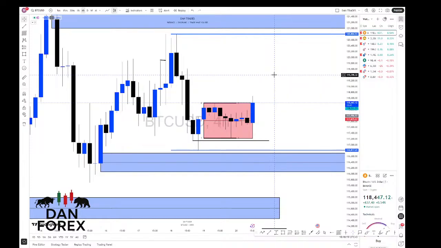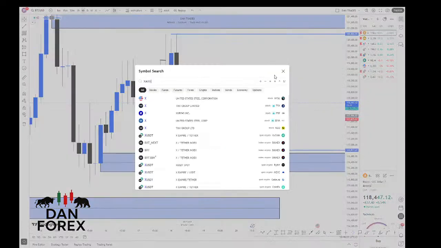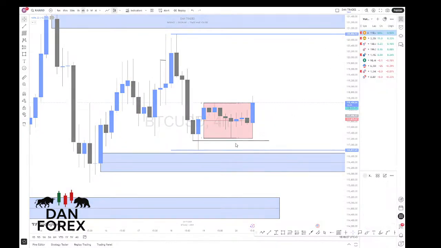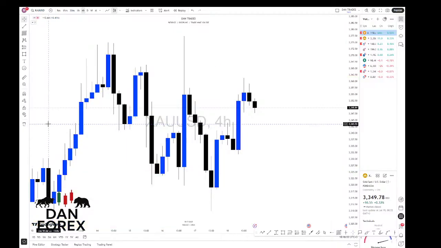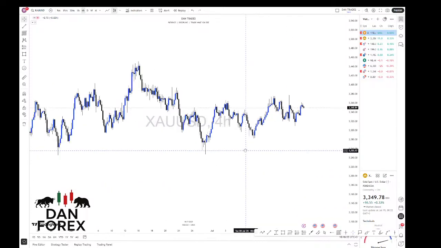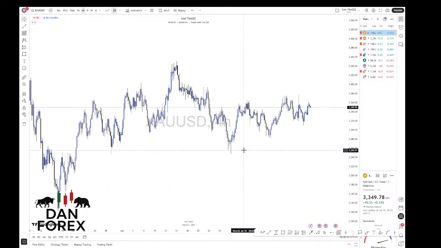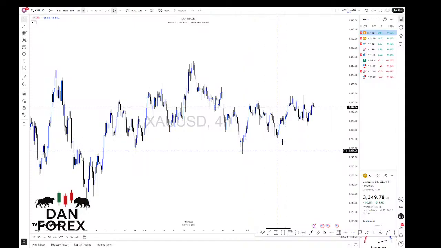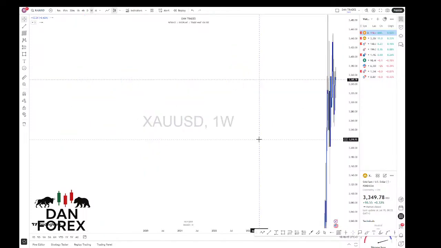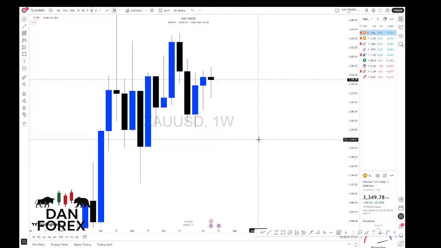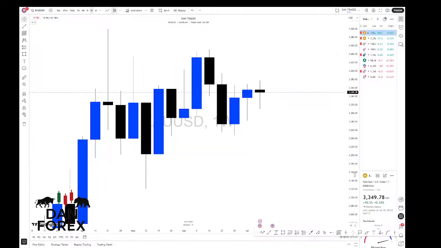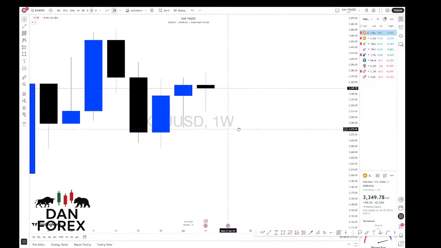So first of all, let's start with gold. So on gold, this is what we have. First of all, do a top-down analysis from the weekly down to 1 hour or 4 hours. So here we concentrate with the weekly candles, right?